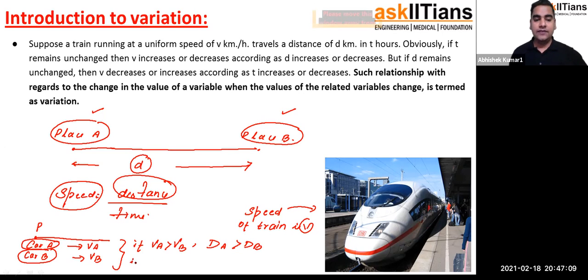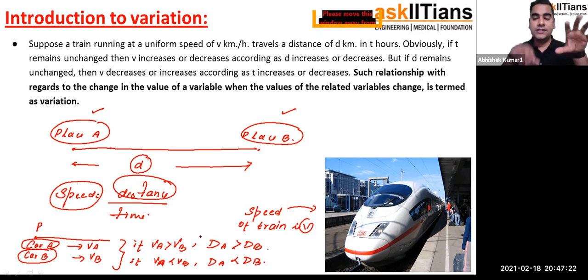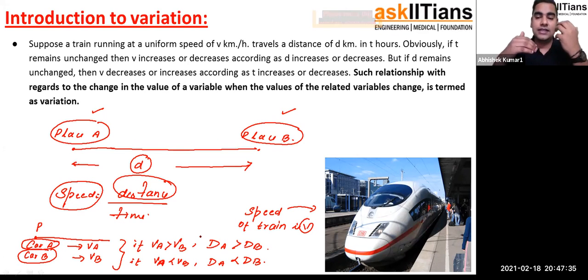On the other hand, if the opposite happens, if the speed of car A is lesser than the speed of car B, then the distance traveled by car A is going to be lesser than the distance traveled by car B. So in this second case, what are we observing? Because time is fixed, when we increase the speed of any car, the distance traveled by that car will also increase. The distance traveled by the car in this 2 hours entirely depends on the speed of the car.